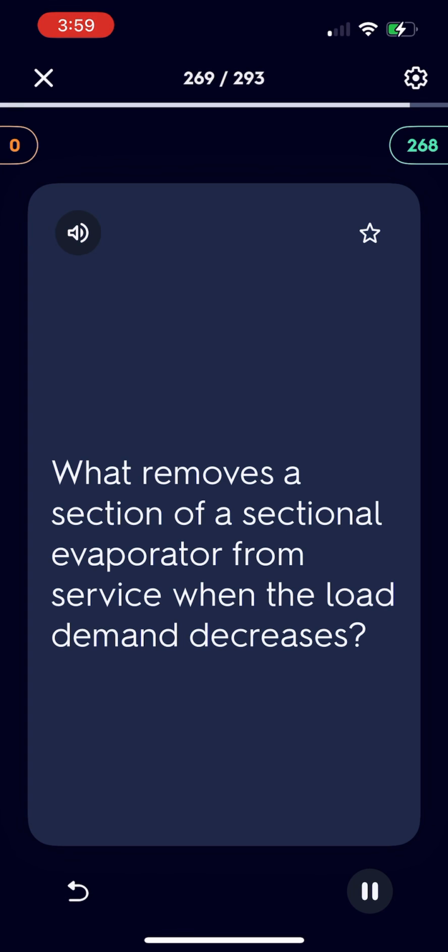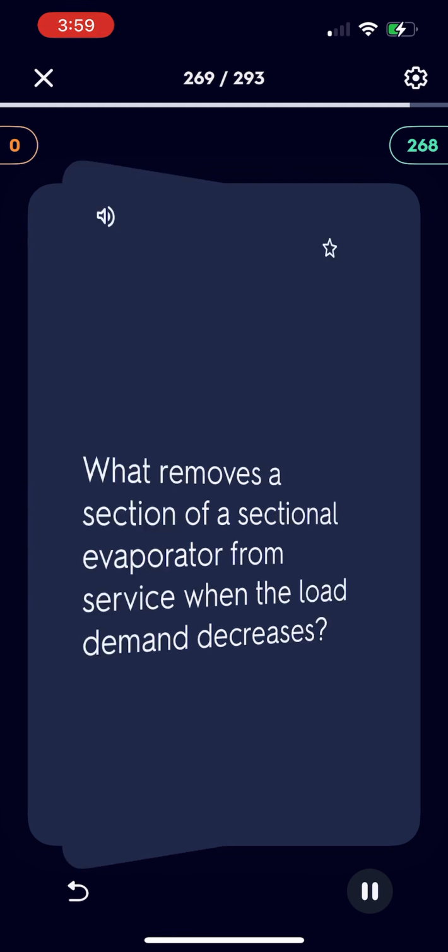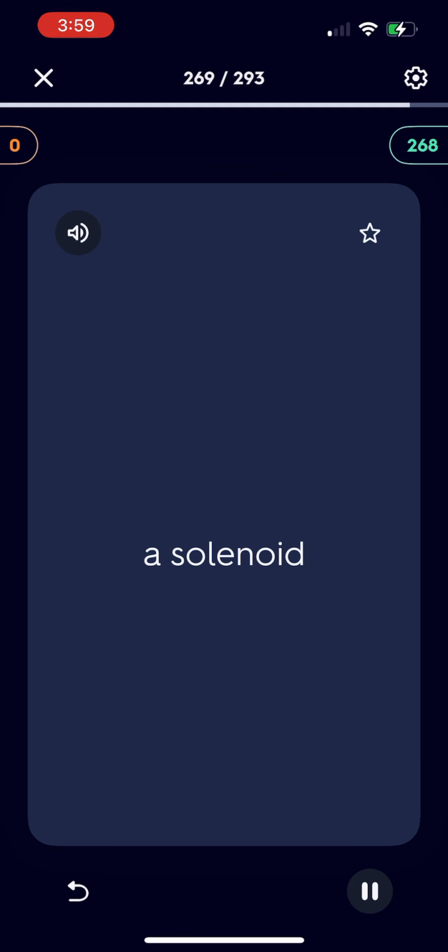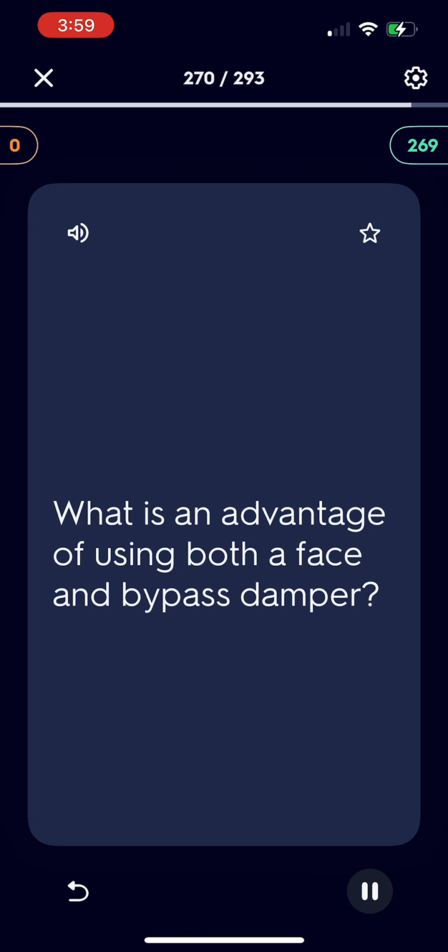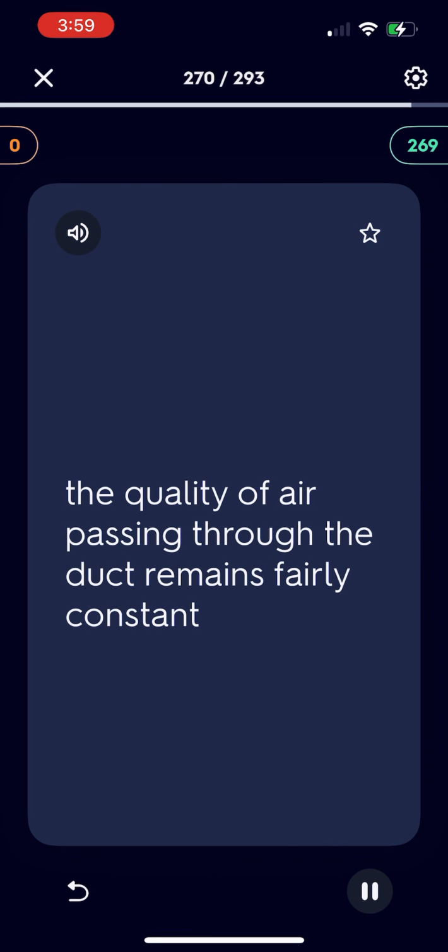What removes a section of a sectional evaporator from service when the load demand decreases? A solenoid. What is an advantage of using both a face and bypass damper? The quality of air passing through the duct remains fairly constant.